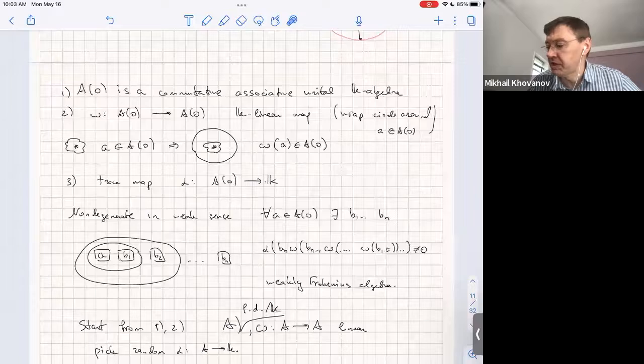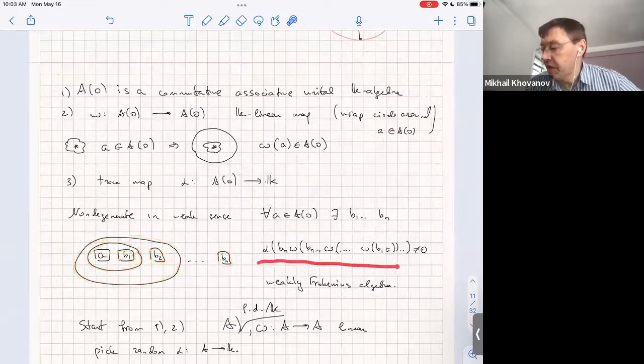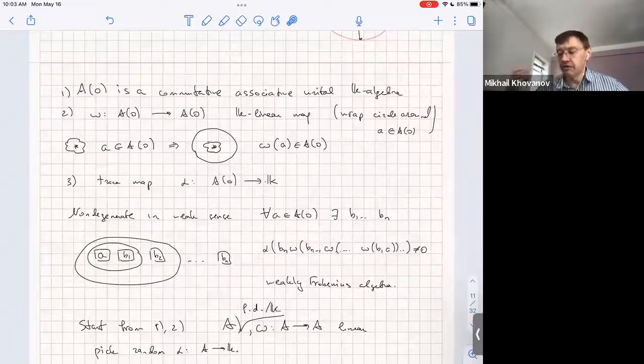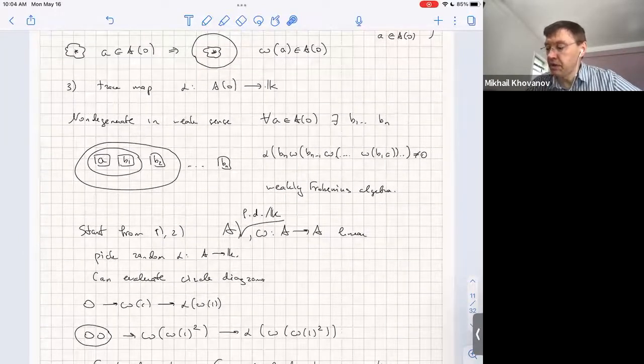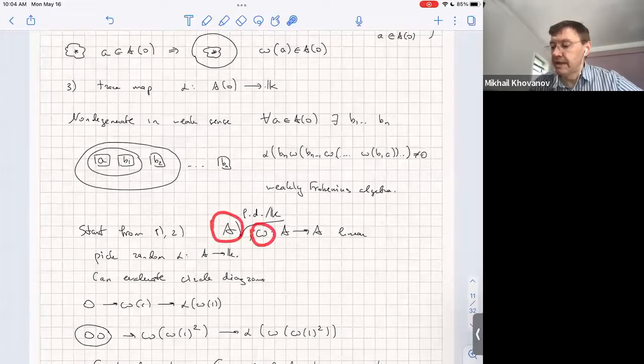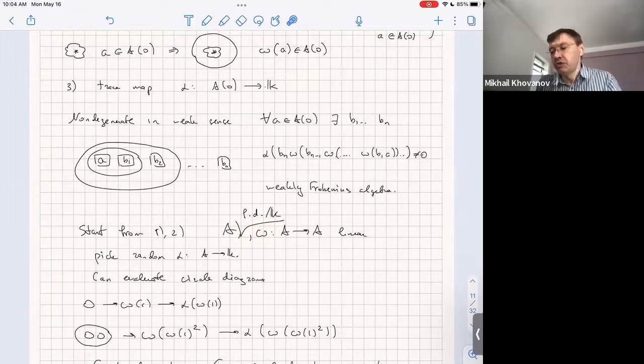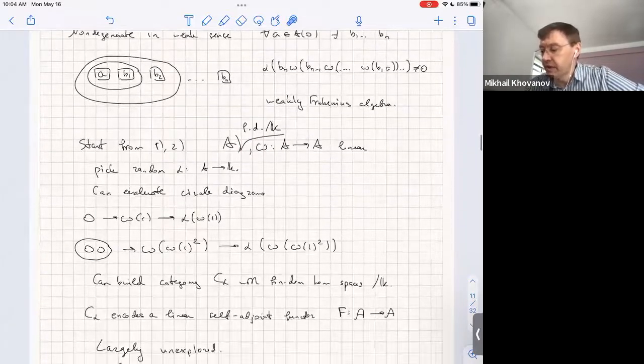It's a Frobenius algebra in the following weak sense: for any combination of diagrams you start with, for any a in A null, you can choose diagrams b1, b2, ..., bn, and these iterated circles, such that the evaluation is not zero. So it's like a Frobenius algebra, but in a very weak sense. And it comes with a linear map to itself, an endomorphism of the vector space. And in this way, you can also start with such an A and omega and do this evaluation. And the end result is going to be a potentially smaller algebra because you need to kill the kernel of this bilinear form.